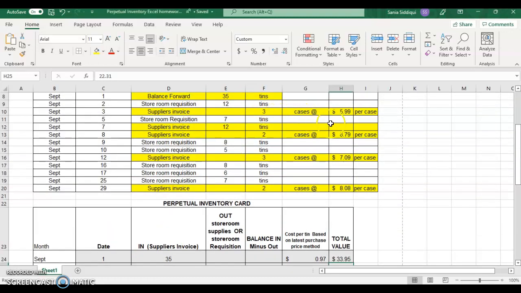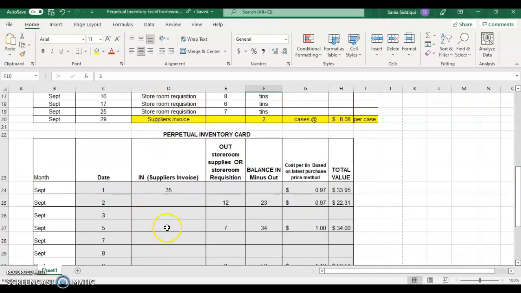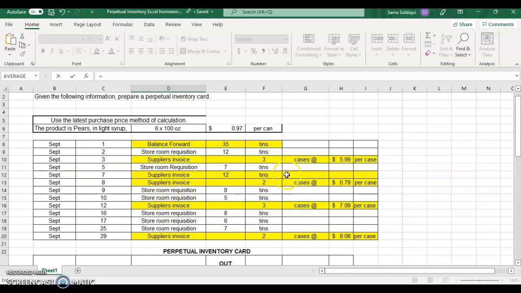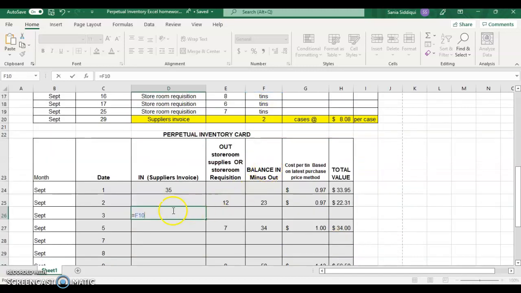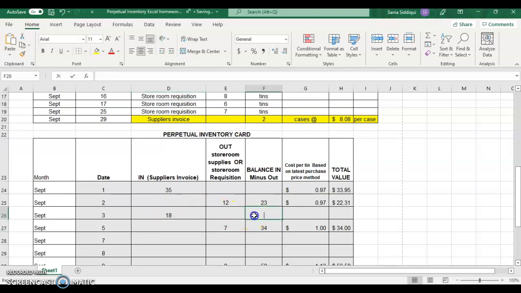3 new cases. And that gives us a total of 18 cans, because we would multiply the number of cans in each case, which is 6, by 3. Then in order to figure out our balance, we just take our total balance from above, which is 23, and add 18 to it. This gives us a total of 41 cans in our balance.